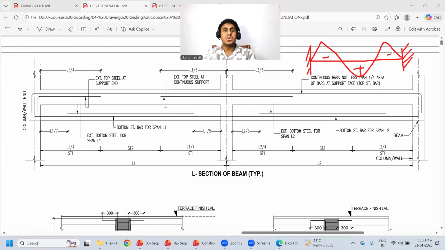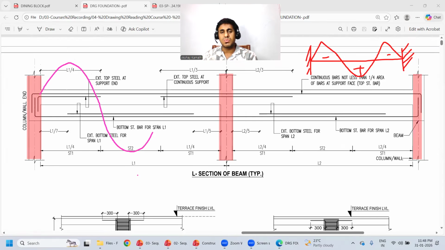The same thing you can observe here also. I have one column here, I have one more column here, and I have one more column here. So it's a continuous span. Now, you are all engineers. If I ask you to draw the bending moment diagram of this, you'll say, sir, this is a negative bending moment. It will go like this. From negative, it will turn into a sagging bending moment. Then again, it will go into a negative bending moment, sir.